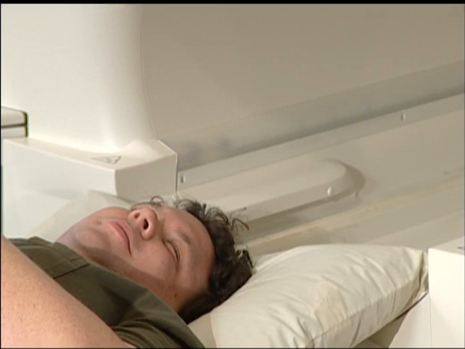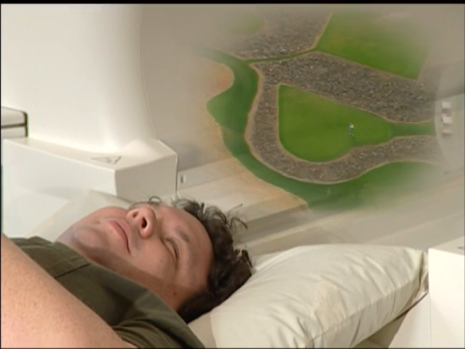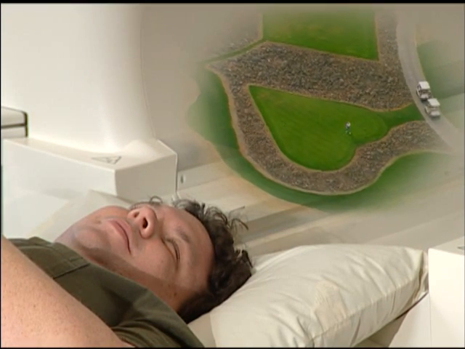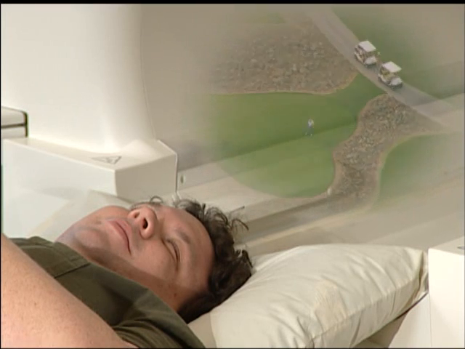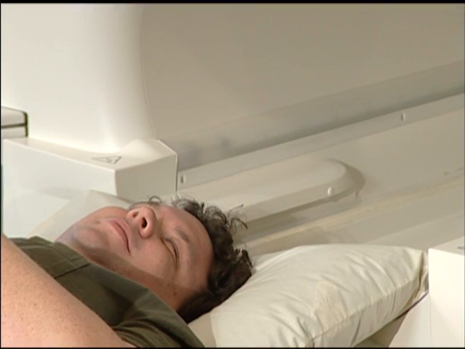Mr. Smith enjoys golfing a lot. Perhaps he's thinking about his favorite course, concentrating on how relaxed he feels when he's playing. Think about something you enjoy doing. It really helps. Once complete, your magnetic resonance images will be processed and sent to your physician, who will discuss the results with you.